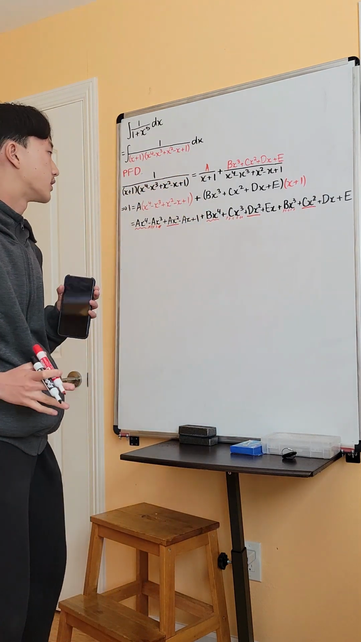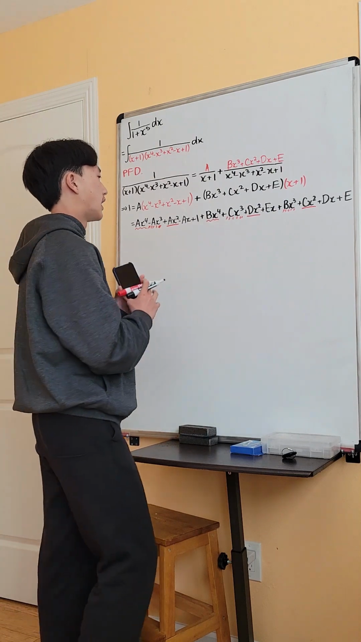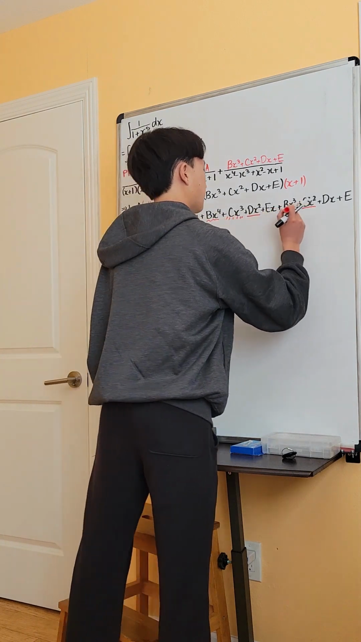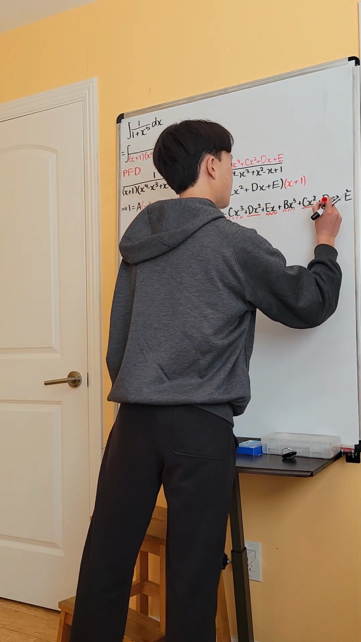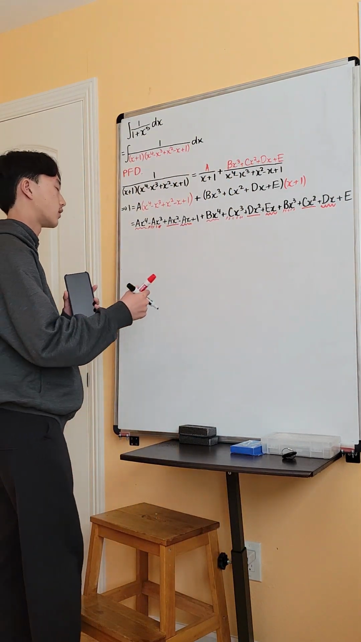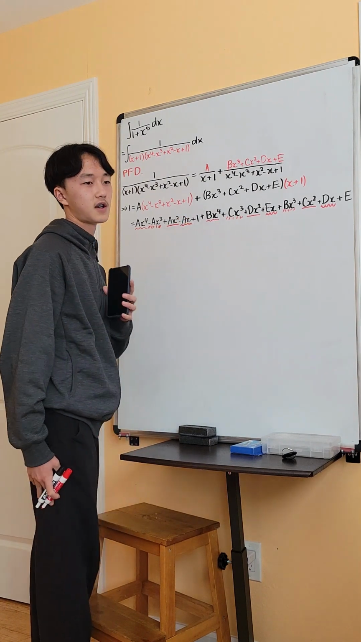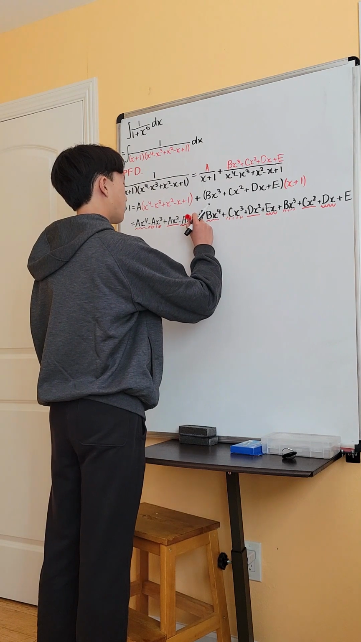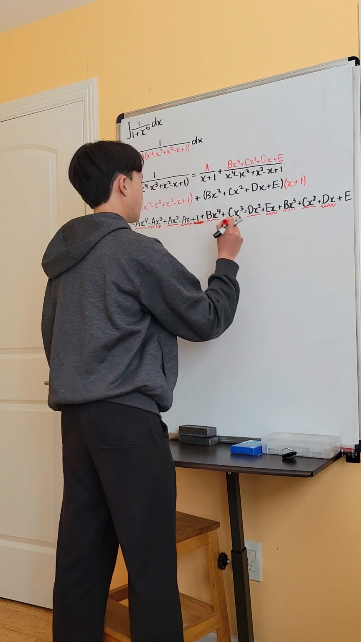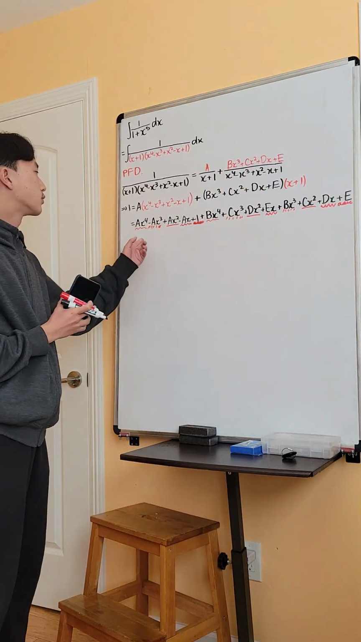And then for the linear ones, I'm pretty sure we have 3 again. Yeah, we have 1, and then 2, and then 3. And then for the constants we just have 1, and then 2. So yeah, now let's group all of these guys.